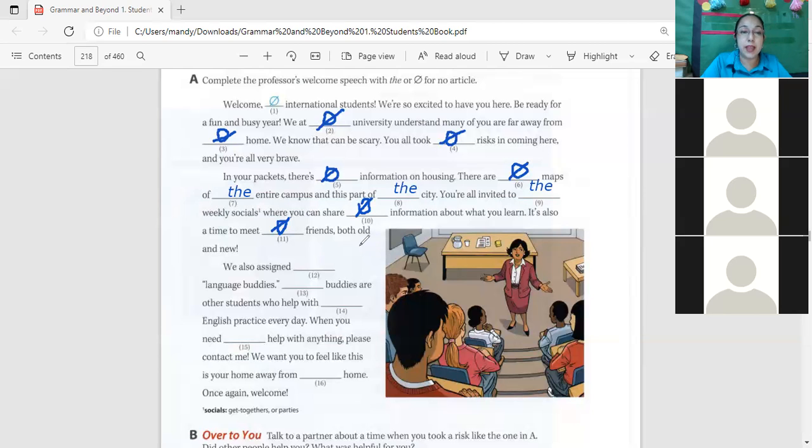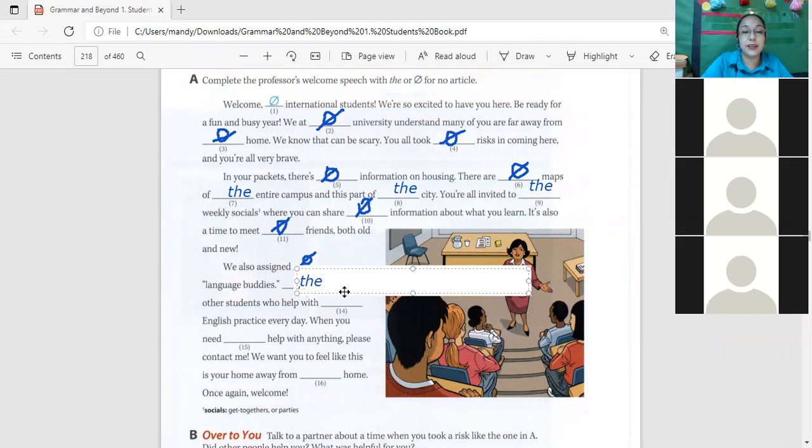We also assign, okay? Only language buddies, okay? Why? Because remember, the rule says that we don't use an article when we mention a language. And next one, that or article. Only buddies.